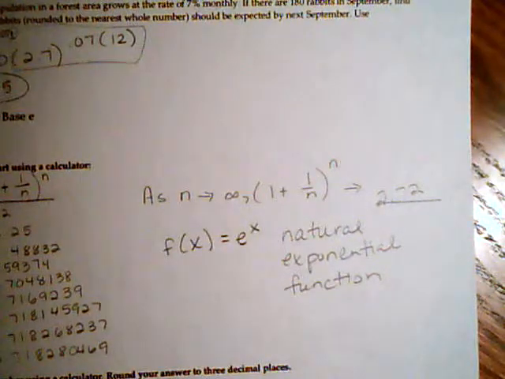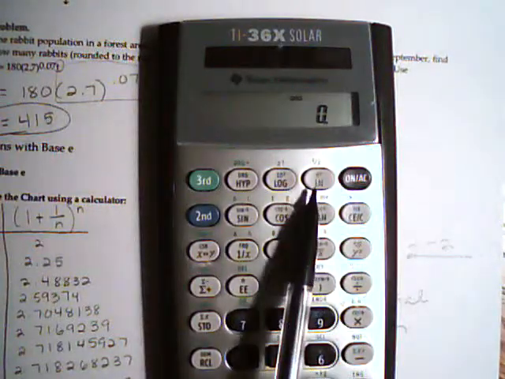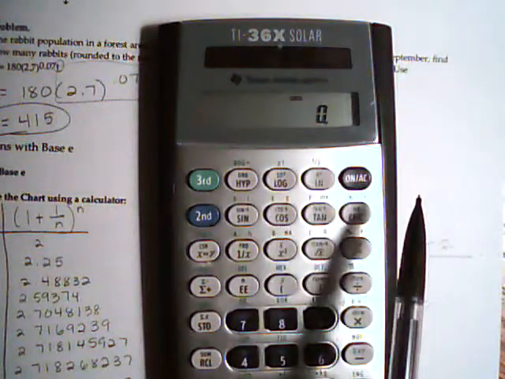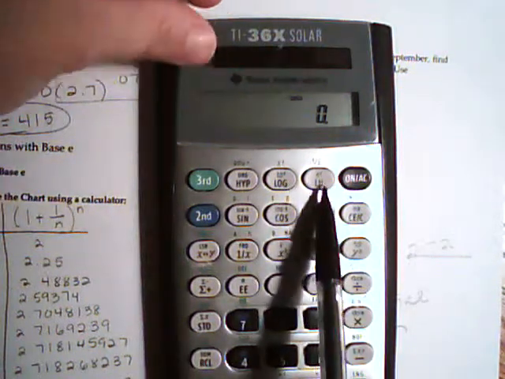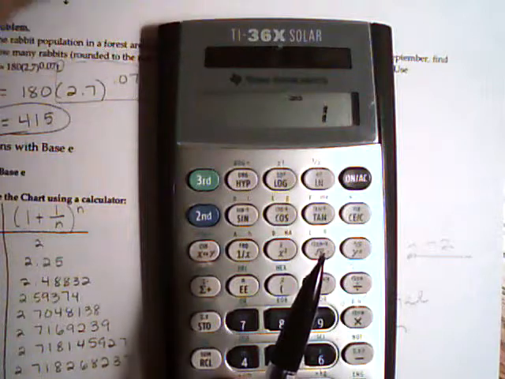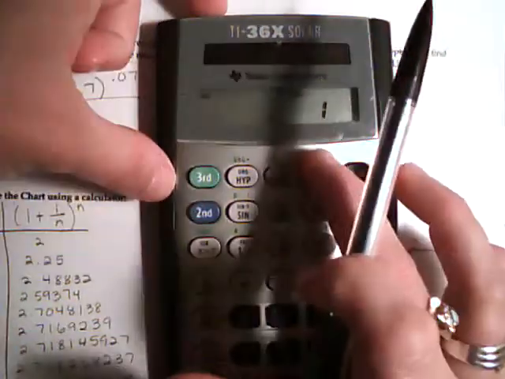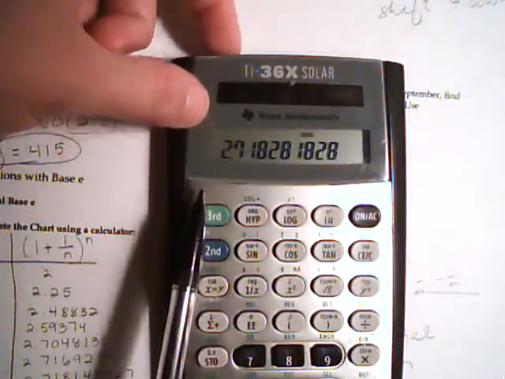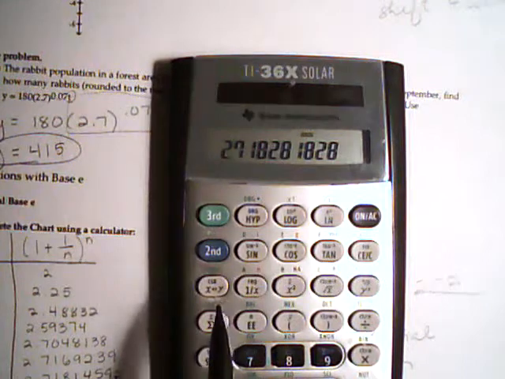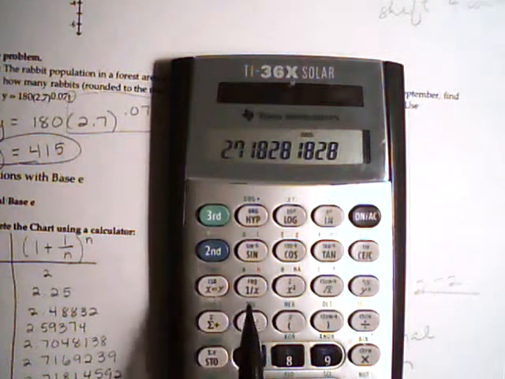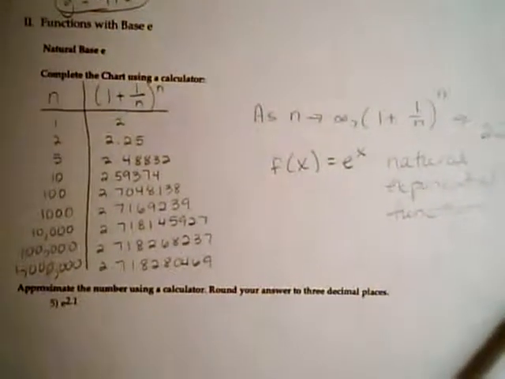On the calculator, you need to find your e key, which I have here. If I wanted to raise e to the first power, which would give me the value of e, I would have to type in a 1 and then hit second and my e function. It gives me 2.71828, and so on. Again, you'll have to look at your calculator to determine how to type these in.